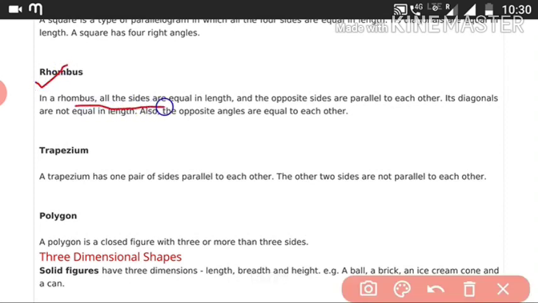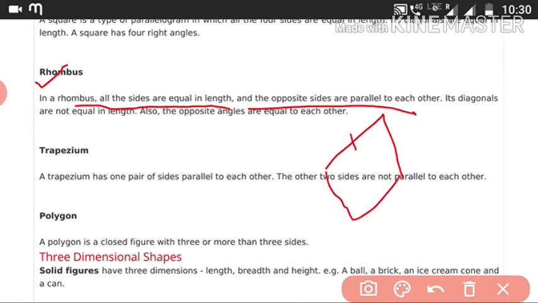In a rhombus, all the sides are equal in length, and the opposite sides are parallel to each other. All sides will be equal and parallel also. These lines are parallel to each other. Its diagonals are not equal in length.